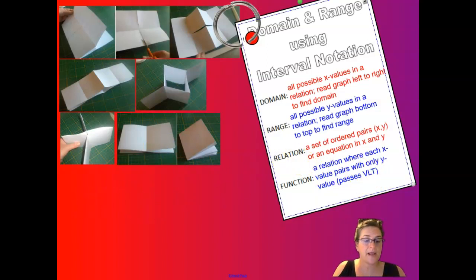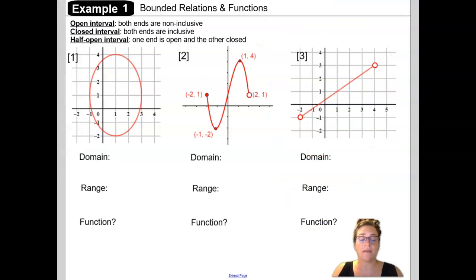Okay, so in example 1, these are bounded relations and functions. And we talked about bounded in our notes in the last lesson. So hopefully you recall that bounded means that you've got two endpoints in your interval. Okay. A few new words that we're going to look at here real quick.